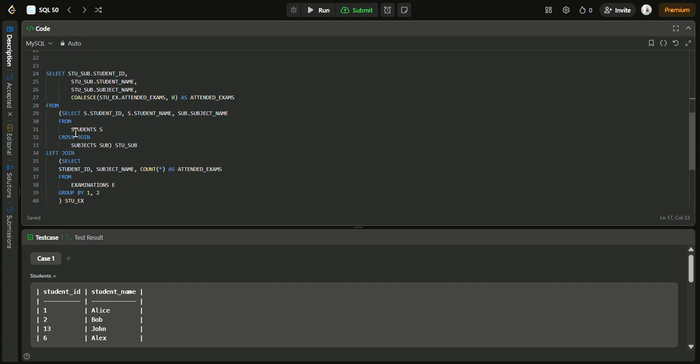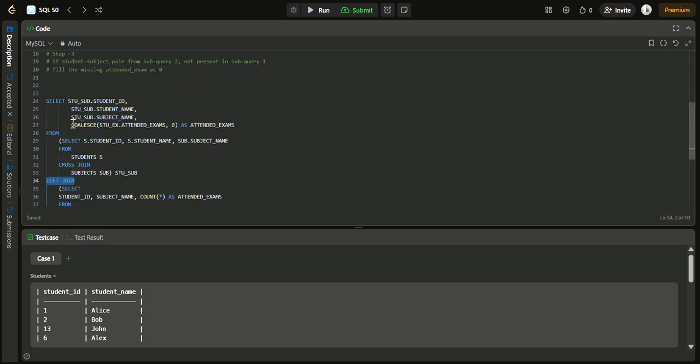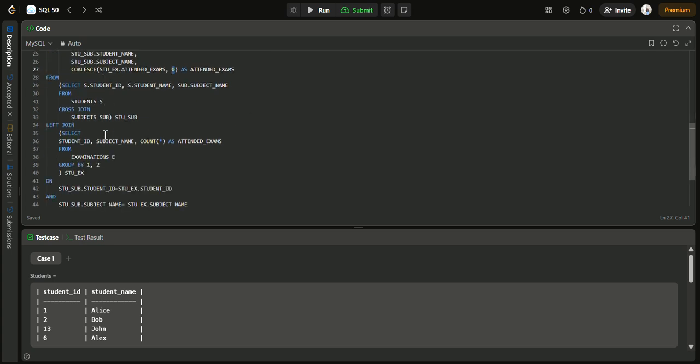It becomes so much easier when we tackle the problem in step by step manner. So this is where I am getting all the subjects and student combination. This is where I am getting the number of attended exams. And when I do the left join, I will find what combinations did not occur in the examinations table. So whenever I see a null in attended exam, means the student did not take exam for the subject. So that will be replaced with 0. The null will be replaced with 0, and that is how we get the final result.